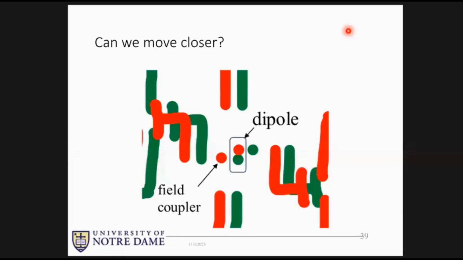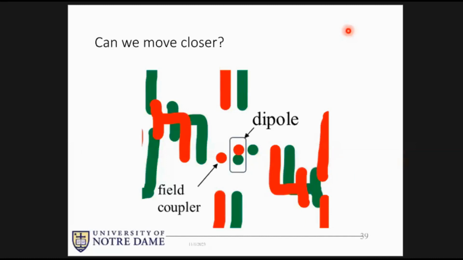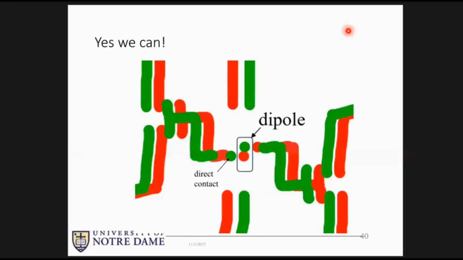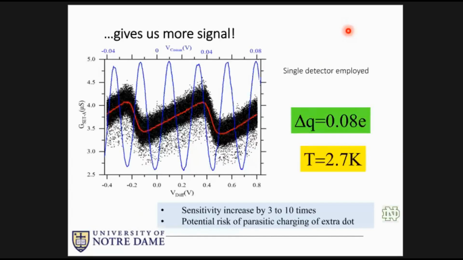Now, can we move them closer? Well, sure enough, we can do a little bit of changes in our lithography. So we'll have this close proximity, and now you see the difference between this and that. We can get closer, and this is a structure which was fabricated. As a result, we can get much nicer coupling, and therefore stronger signal.